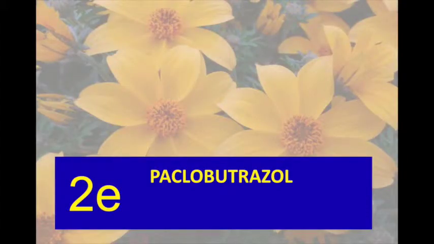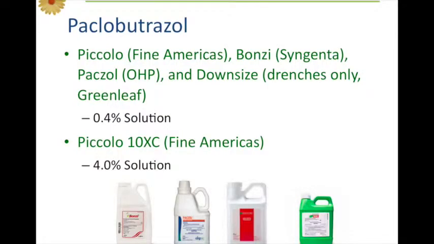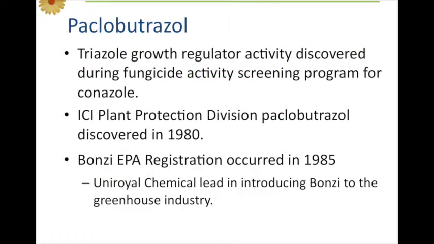So the next one we want to look at is probably the workhorse that we see with PGRs, at least in the U.S., especially in the southern U.S., and that is paclobutrazol. A lot of products on there. The original Bonsai with Syngenta. OHP has their Paczol. Fine has Piccolo, and then the 10X, the more concentrated one, and there's a drench option with Downsize from Greenleaf. So a number of products are on there.